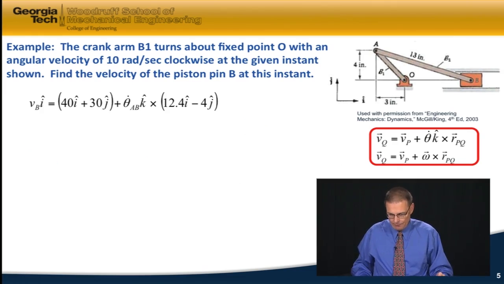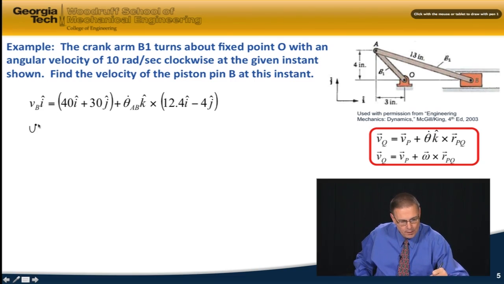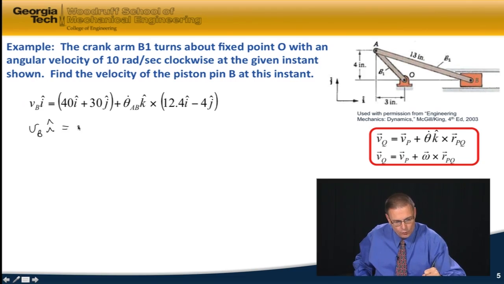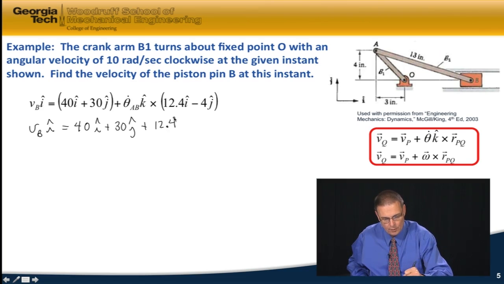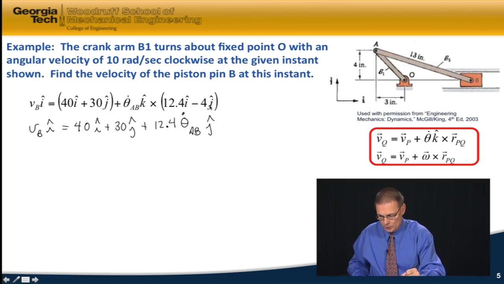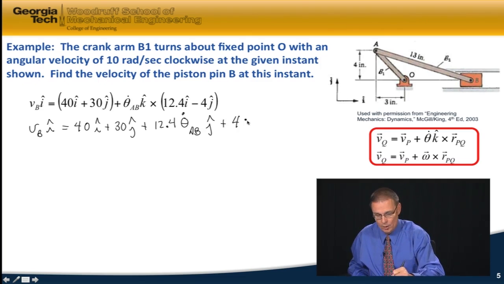Here's the result that I have. So let's do the cross products out here. We've got VB I equals 40I plus 30J. And then I've got K cross I is J, so I'm going to get plus 12.4 theta dot AB J. And then K cross J is minus I, but I've got minus I times minus 4 times theta dot AB, or plus 4 theta dot AB I.